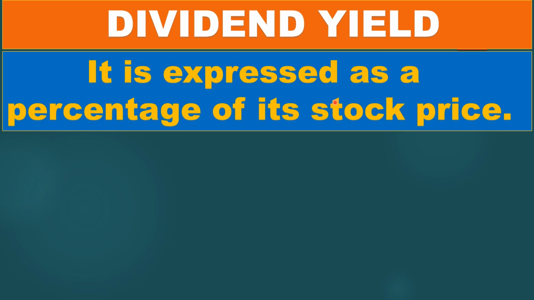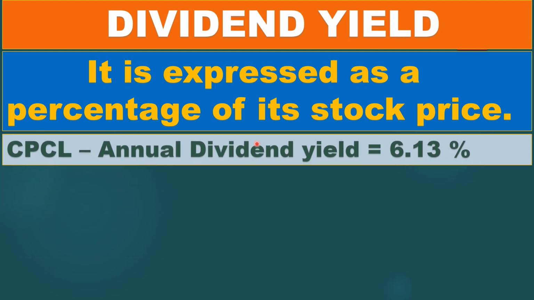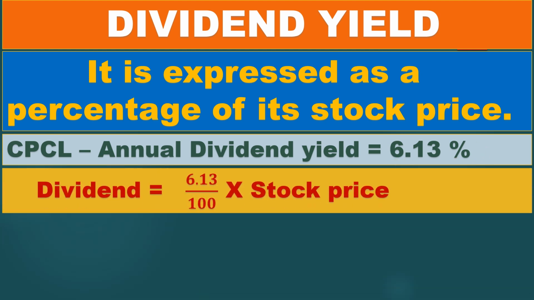So what is dividend yield? It is expressed as a percentage of its stock price. For example, let us consider Chennai Petroleum Corporation Limited. It has given a very good dividend in the last years, 6.13%, for example. So what is the dividend? According to this definition, that is 6.13 divided by 100, that is percentage, into stock price. This is the dividend amount you will get.